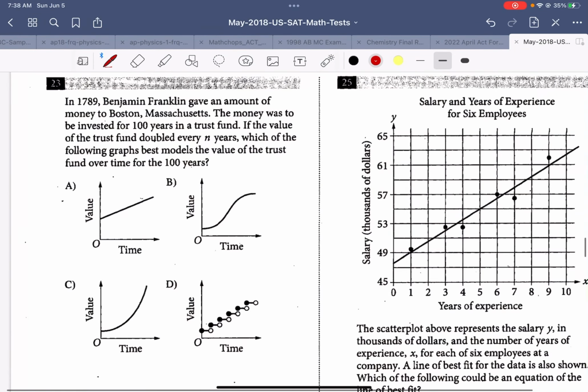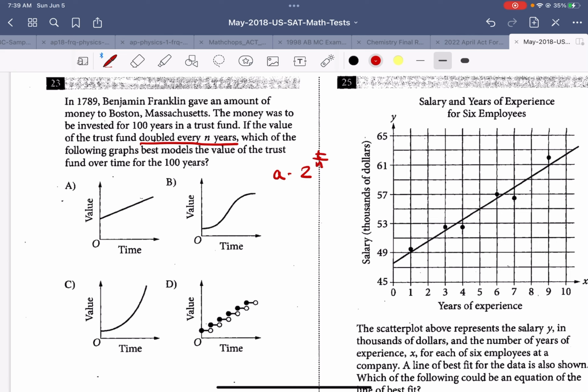Number 23. In 1789, Benjamin Franklin gave an amount of money to Boston, Massachusetts. The money was to be invested for 100 years in a trust fund. The value of the trust fund doubled every N years. Which of the following graphs best models the value of the trust fund over time for 100 years? So double every N years. The equation could be like the initial amount, every N years, so like t over n.